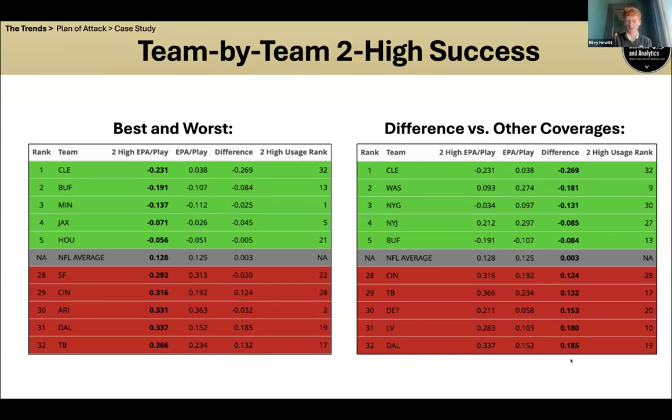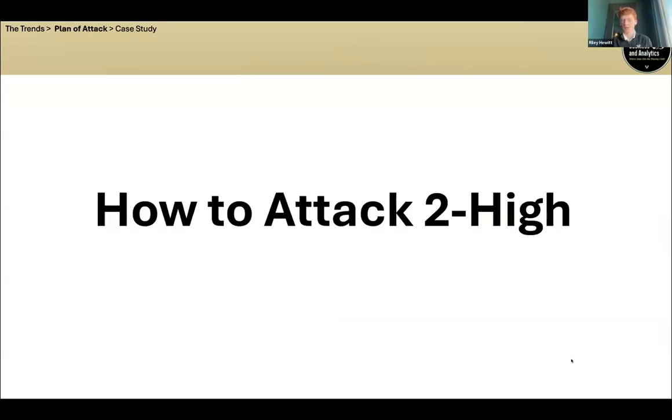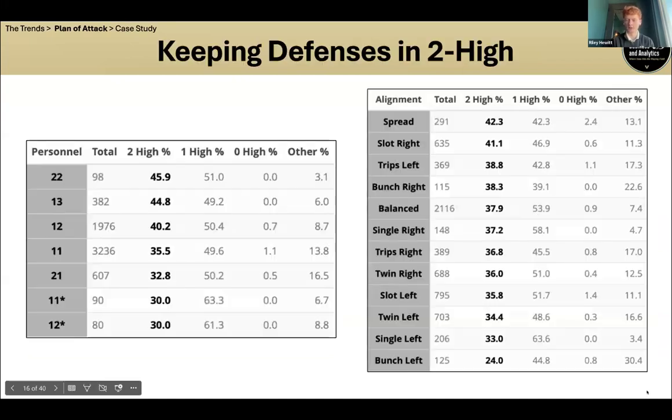All right, thanks, Peter. Now that we understand a little bit about how two high coverages are deployed across the league, let's get into how we specifically plan to attack them. In order to attack a two high coverage, it really helps to know when to expect to see it as an offense. The table on the left shows the most common personnel groupings in order of how often they were met with a two high coverage.